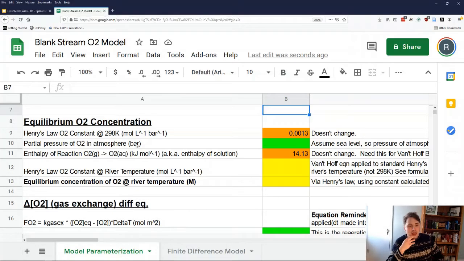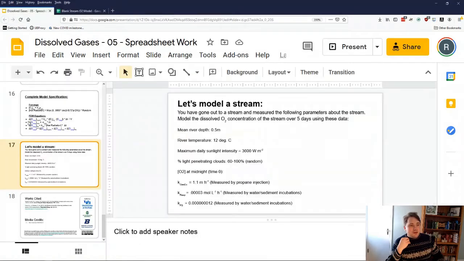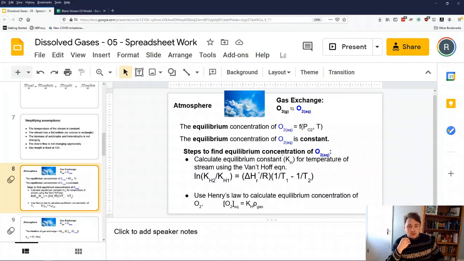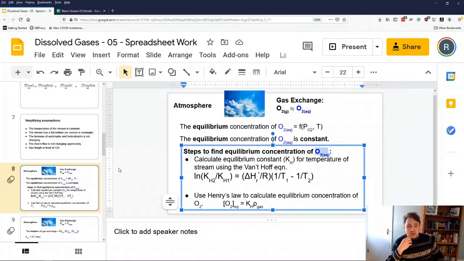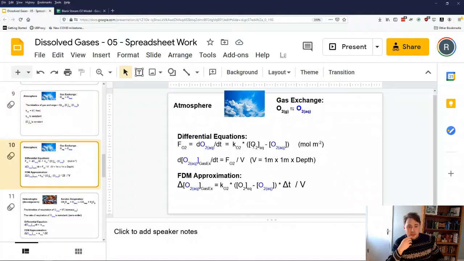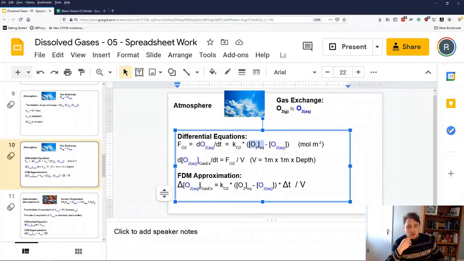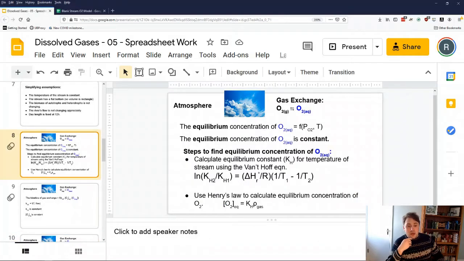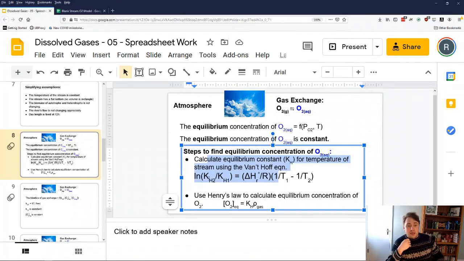Okay, now the next step that we said we needed to do was to calculate the equilibrium concentration of oxygen so that we can use this equilibrium concentration in this kinetic formula shown here. You'll recall that that is an important part of this formula. So to do that, we said we're going to first use Van 't Hoff's equation to calculate the equilibrium constant at the temperature of our stream, and then just use Henry's law with that equilibrium constant to calculate the equilibrium concentration of oxygen.